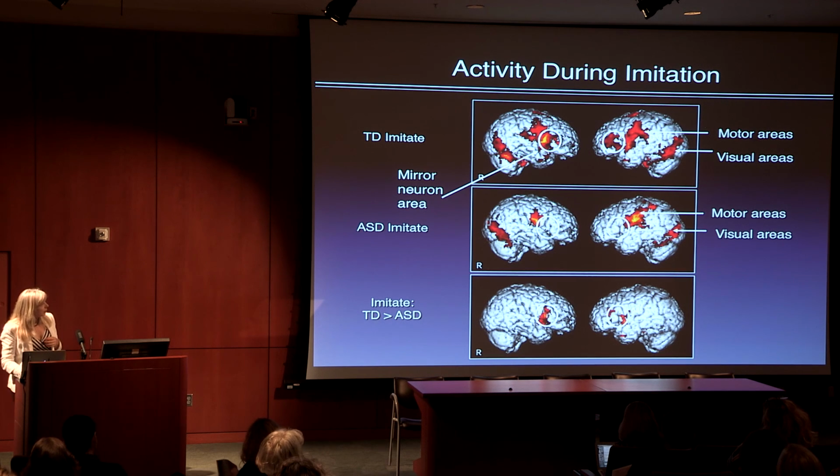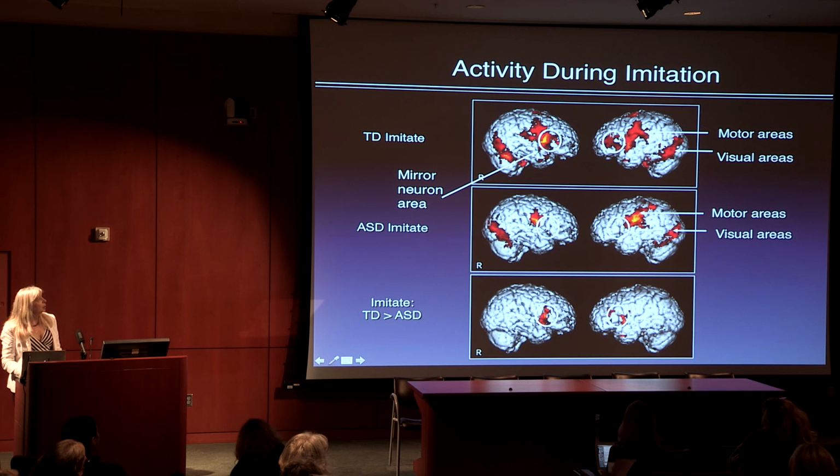And I'll just try to call this out a little bit. On the top row is typically developing kids, and some of these areas are visual areas because they're seeing faces, motor areas because they're moving their face in response. But then they're also showing this activity in the inferior frontal gyrus, which is not essential for imitating, but it is one of those mirror areas. And so while they're imitating the expression, they're also mirroring or internalizing what the other person is doing and thinking.